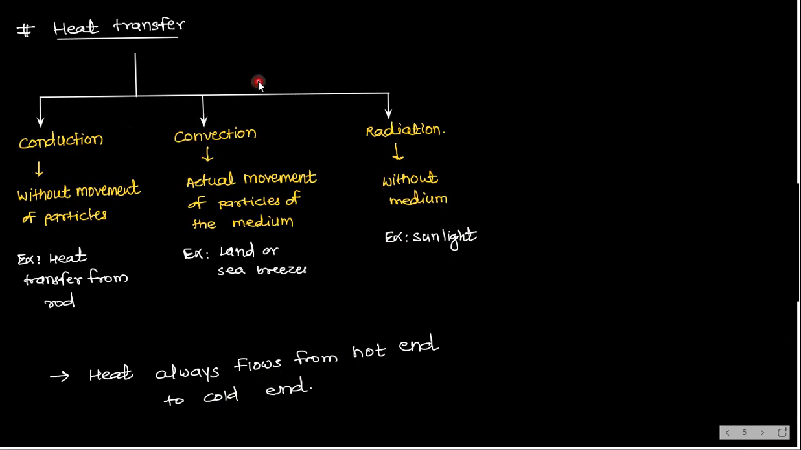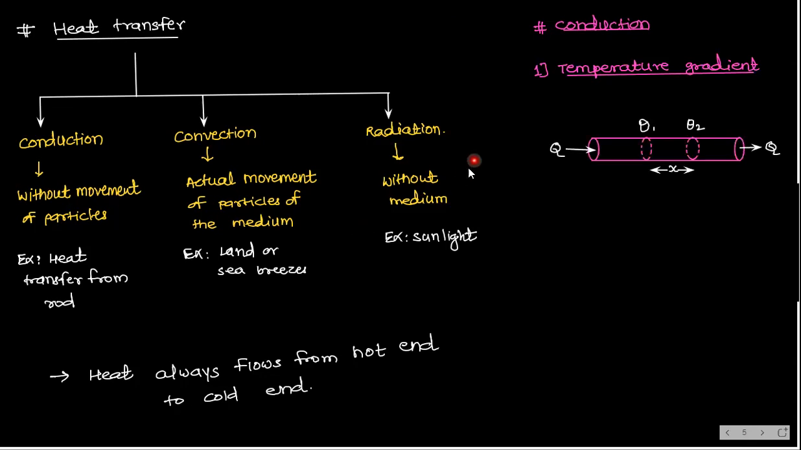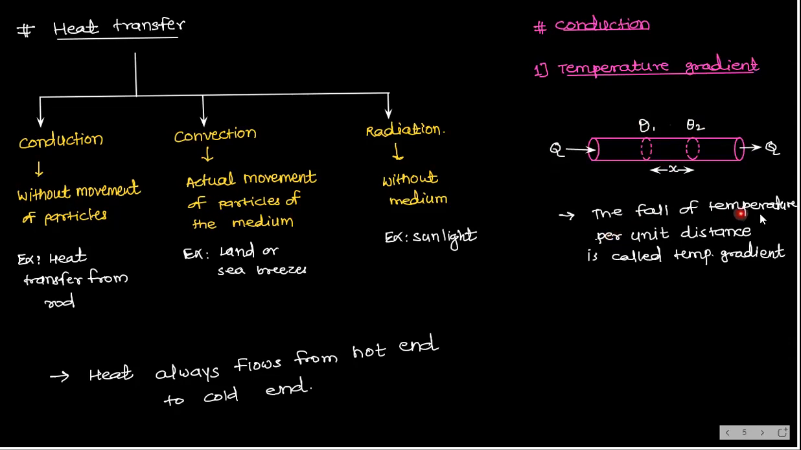So first we are going to start with conduction. What is conduction? And in conduction we will go deep. So let's start from temperature gradient. What is temperature gradient? See here, this is one conductor, and this Q is the heat flow through this conductor. Let us choose 2 points, θ1 and θ2, which are at distance x. Then what is the temperature gradient? The fall of temperature per unit distance is called temperature gradient. Fall of temperature means θ1 is definitely greater than θ2.